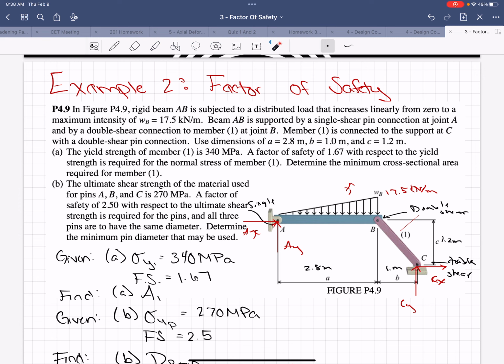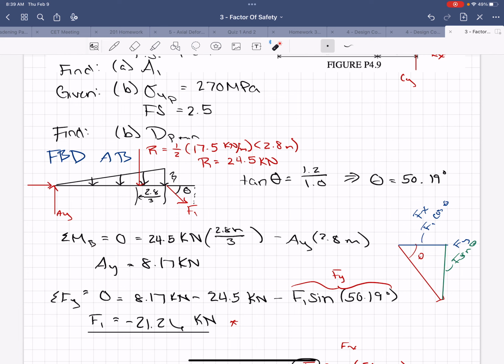Okay, so we did all of this statics. So we drew our free body diagram. We drew the linear distributed load, turned it into a resultant load. We found the angle that F1 is working at. So we drew F1 in, we broke it up into components. We took a moment around B so that we had this resultant force, positive moment, and then we had our AY, negative moment, solve for AY.